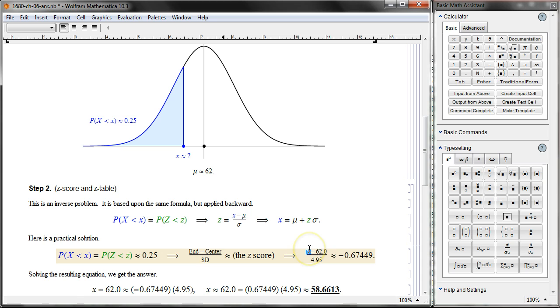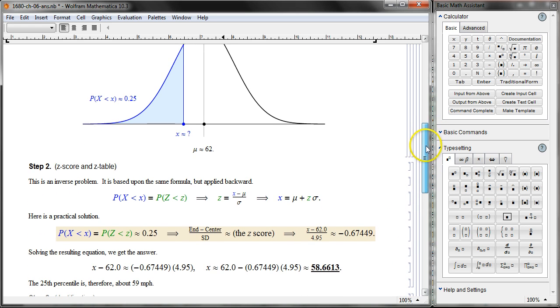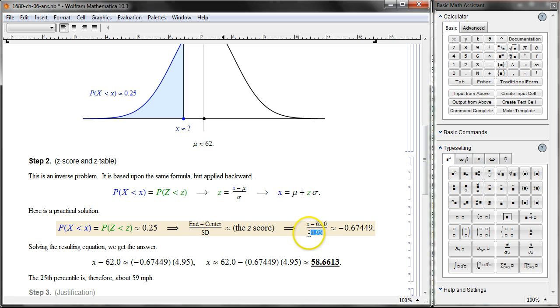I'm looking for the x value, and everything else we have are just numbers. So how do we solve this linear equation? Well, first, remove the denominator by multiplying both sides by 4.95. Multiplying the left-hand side kills this denominator. And if you multiply the right-hand side, as you can see, we get something like this: the z-score times the standard deviation.